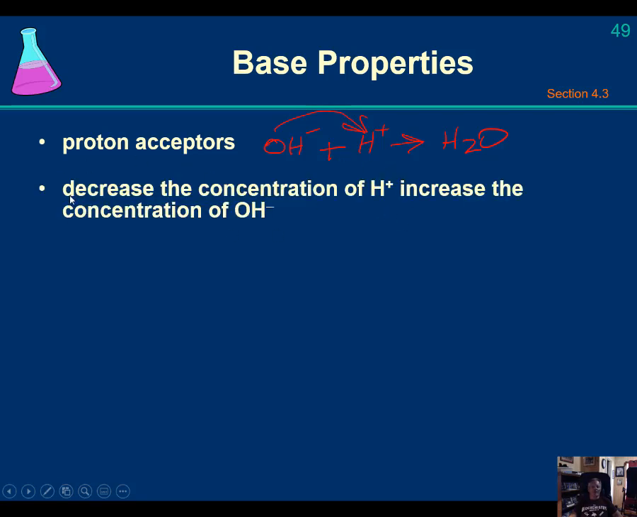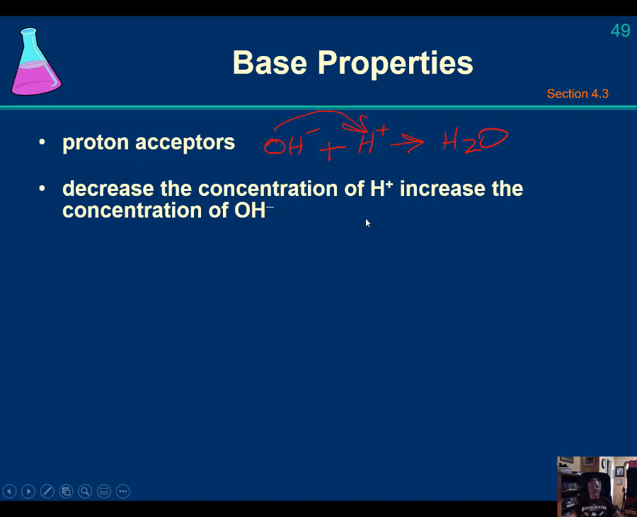Let's talk about base properties briefly. Bases are called proton acceptors. We can do that in the same way that we described acids being proton donors. If you put hydroxide into an aqueous solution with hydrogen ion, what the hydroxide does is react with the hydrogen ion to make water. It's the same reaction. It's just that now you're putting hydroxide into solution to react with the hydrogen ion.